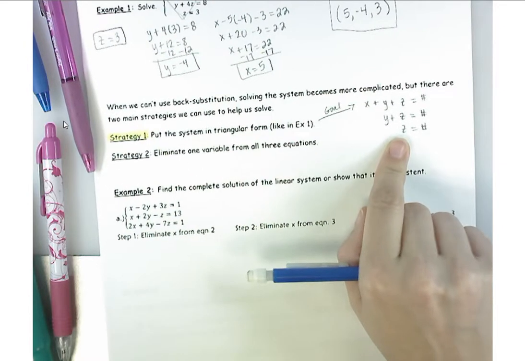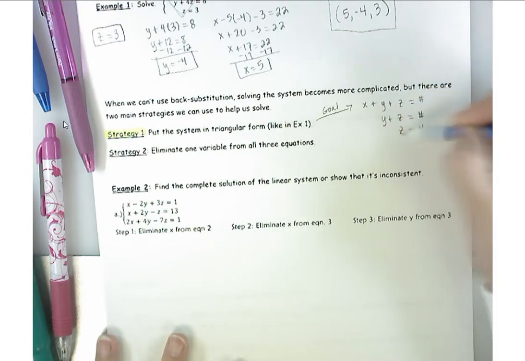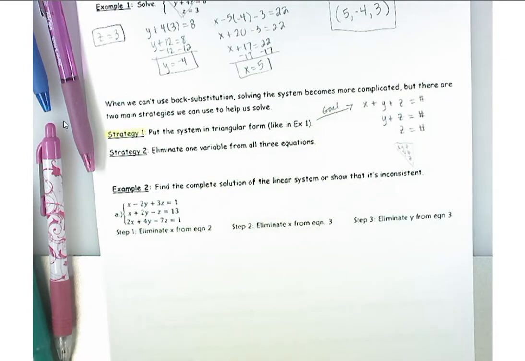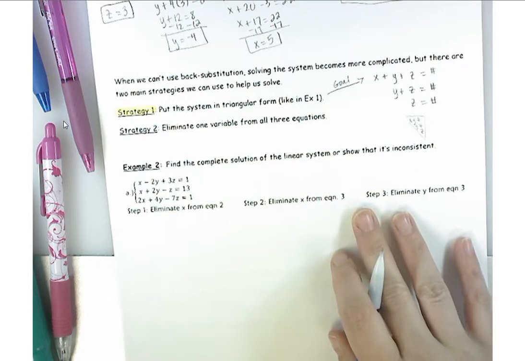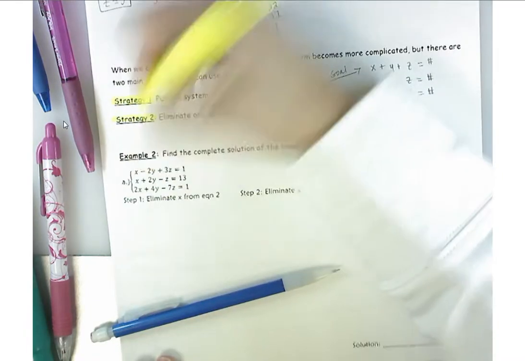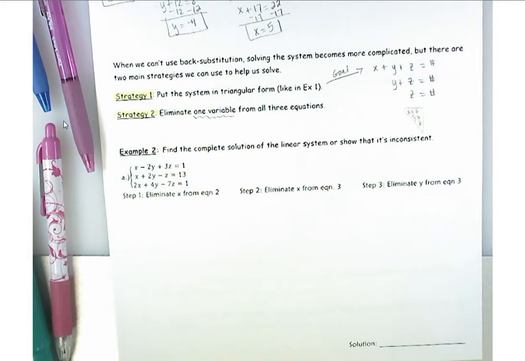Okay? So your goal would be to have x, y, z, y and z, and then z. And then see how that's going to create that triangle. You have x, y, z, you have y, z, and then you have z. And that's when you can solve for your triangular system. Okay, and then for strategy 2, what you would do is eliminate one variable from all three equations. Okay, and you can pick which variable you want to use.